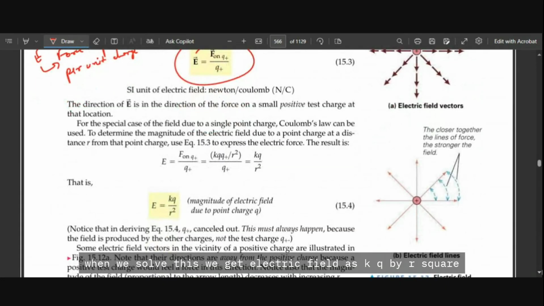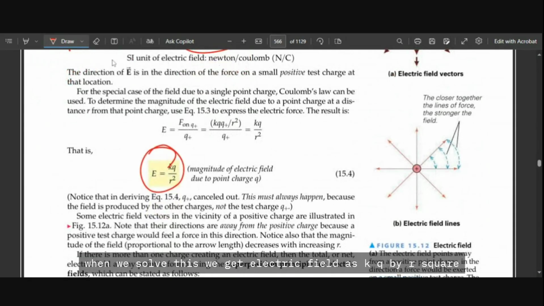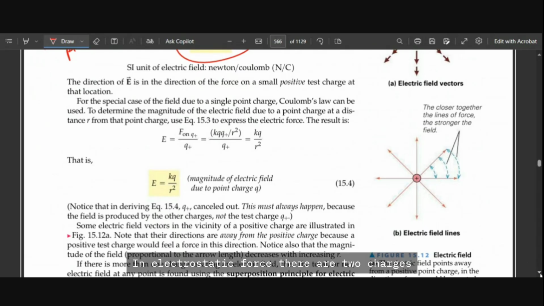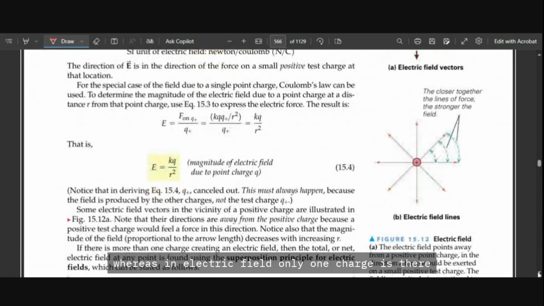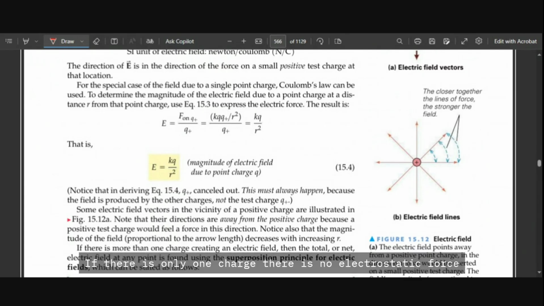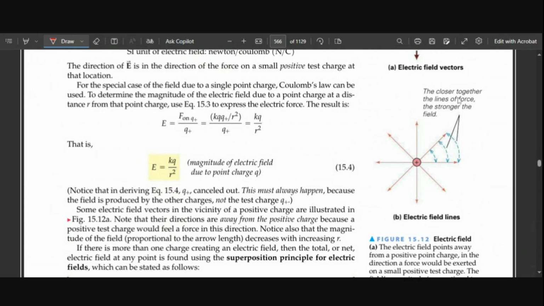When we solve this, we get electric field as kq by r square. So electrostatic force is k q1 q2 by r square, and electric field is k q by r square. In electrostatic force, there are two charges, whereas in electric field, only one charge is there. Electric field can be due to a single charge, whereas electrostatic force is always due to two charges existing in space. If there is only one charge, there is no electrostatic force, but there is electric field. Remember, whatever I'm saying, it is important.